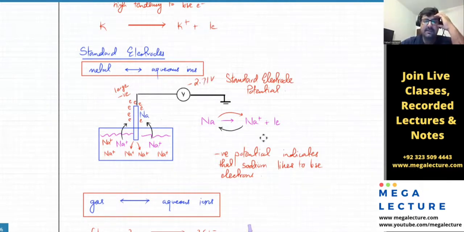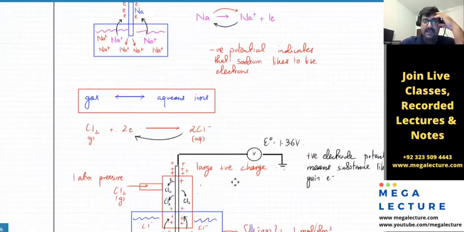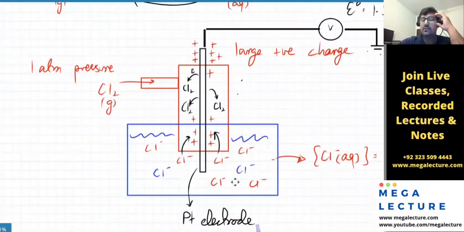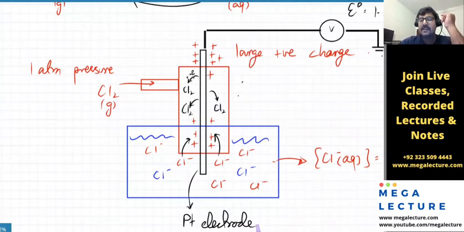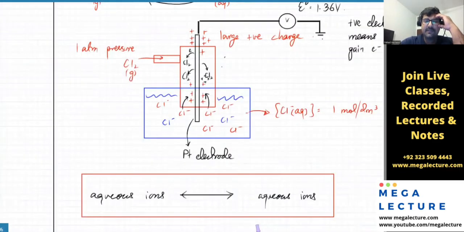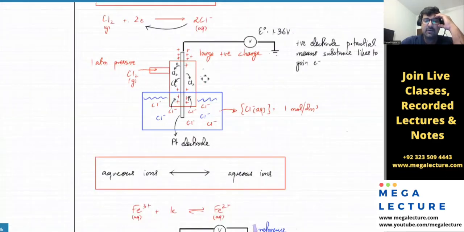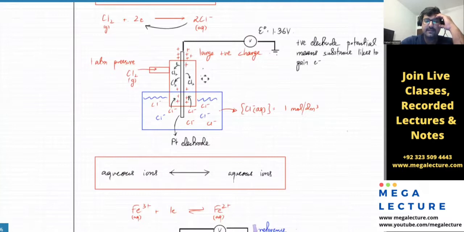So lower potential means that it likes to lose electrons. Vice versa, if something likes to gain electrons, like Cl2 over here, the metallic electrode will be electron deficient, because all the electrons will be gained by Cl2. It's going to gain all the electrons and it will become positively charged. So higher means that it wants to gain electrons. Lower means it wants to lose electrons.